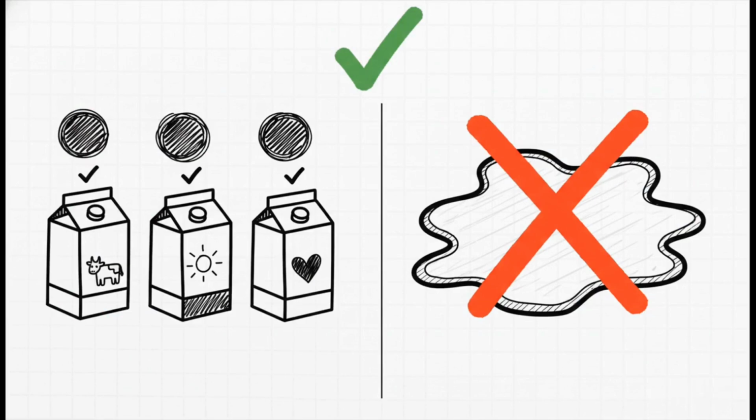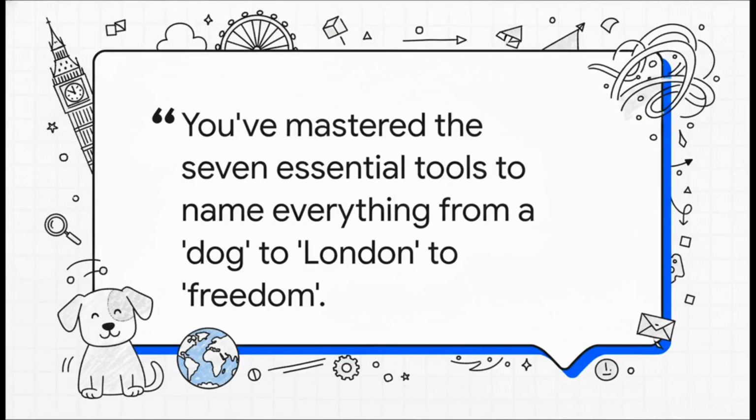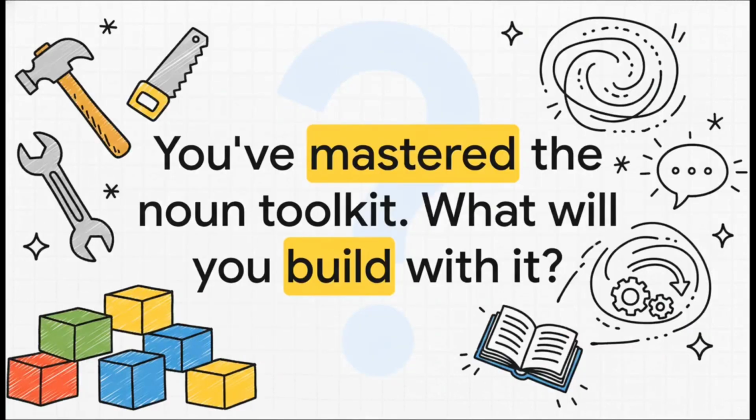Fantastic work. And just like that, you've totally done it. You now have the complete noun toolkit at your disposal. This gives you the power to name and categorize everything, from the smallest, tangible things like a dog or water to huge, abstract ideas like freedom. So, just remember, this stuff isn't about memorizing boring grammar rules. These are the actual tools you use to build your thoughts, to tell amazing stories, and to share your ideas with the world.